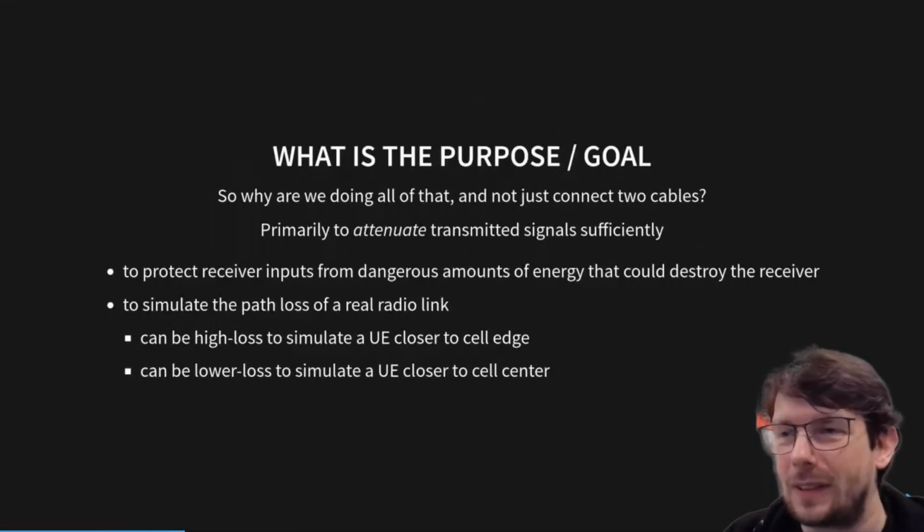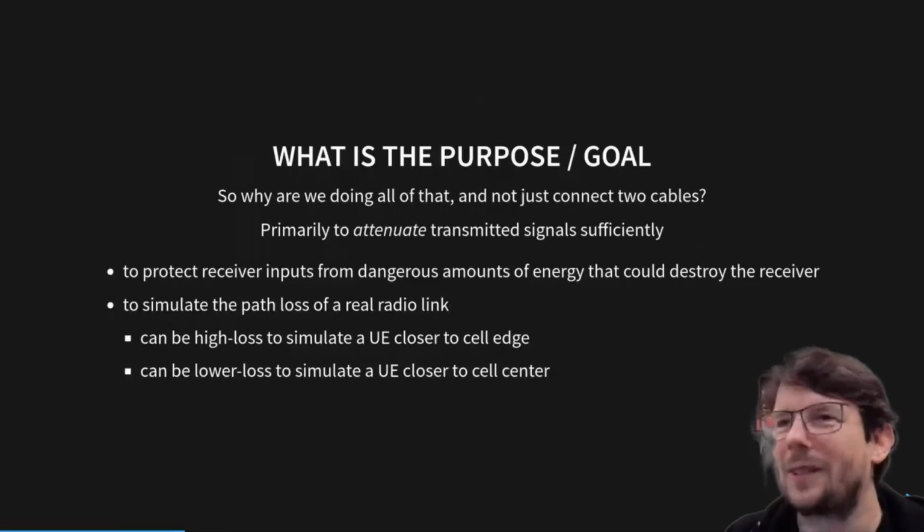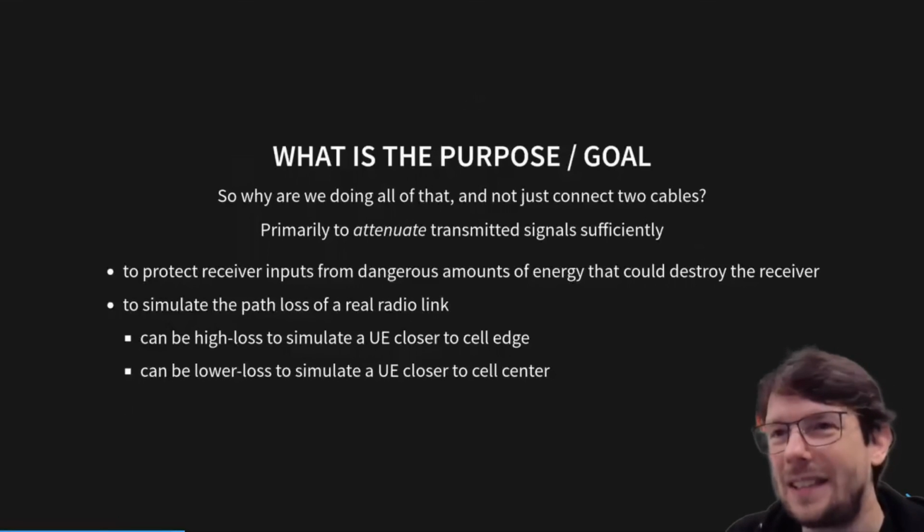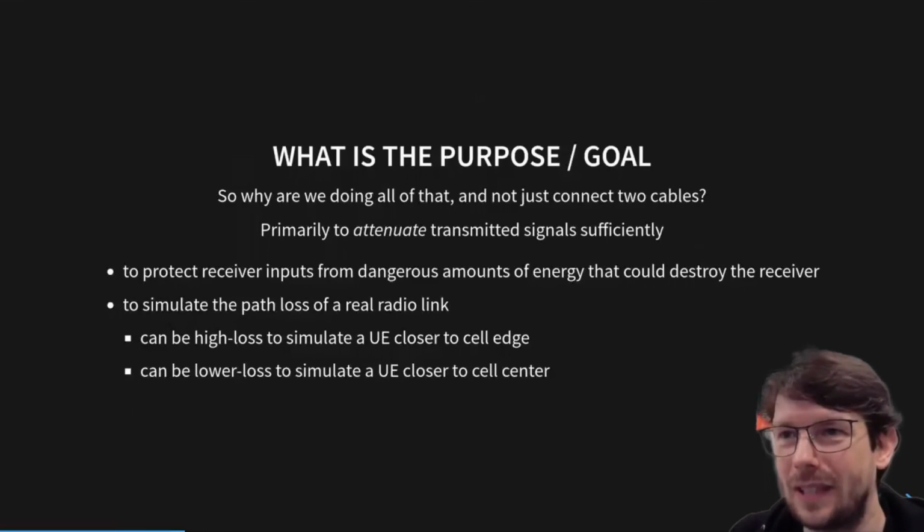So let's take a step back. What is the purpose really, and why can we not just connect with cables? Well, the signal needs to be attenuated to protect the receiver inputs from dangerous amounts of energy. If you have a transmitter, most often that transmitter radiates a significantly higher amount of energy than your receiver expects, because there's a lot of loss in the radio interface over the air. But if you put coaxial cables, suddenly all of that loss is gone. So you need to artificially add the loss at the same level that the radio interface would have had if you went over antennas and then actually a radio interface.